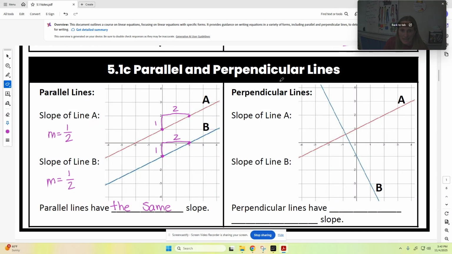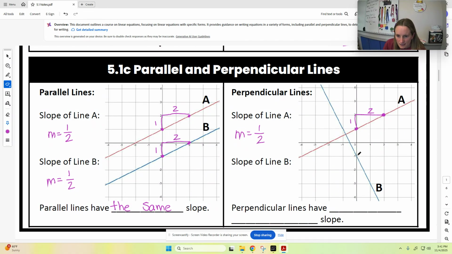So now let's look at perpendicular lines. So for perpendicular lines, we have this red line A that's going up with a positive slope. And then we have this blue line B that's going down with a negative slope, and it looks a lot steeper than A. So let's investigate the relationship between their slopes. So for line A, I need 2 points. I'm going to pick these same 2 points that I picked before, and I see that this is going up 1 and over 2. So line A has a slope of 1/2 also.